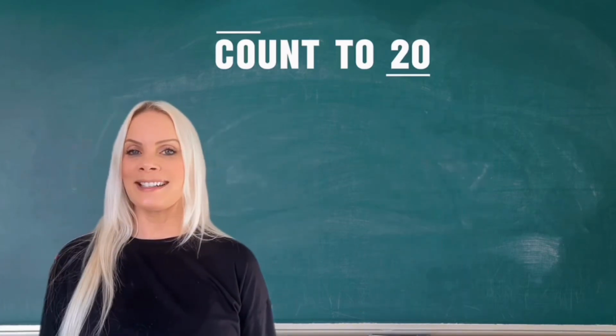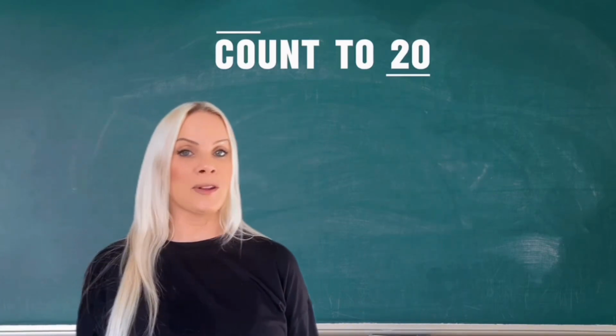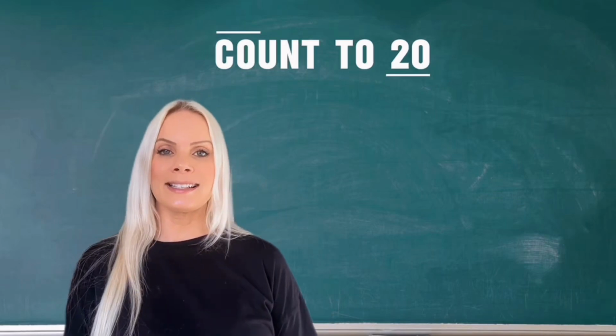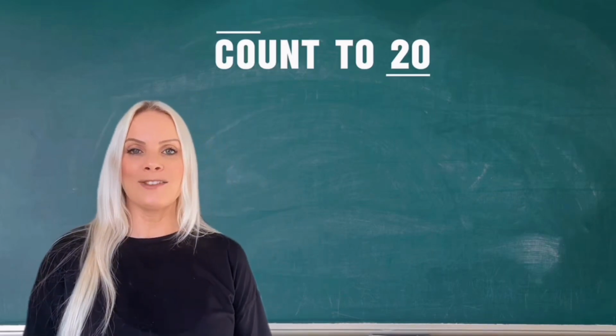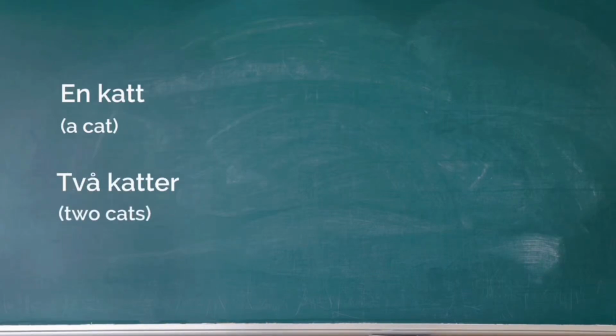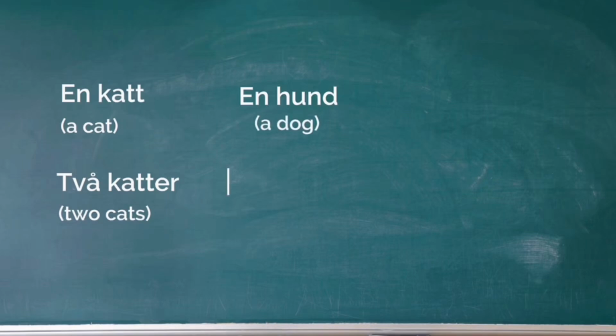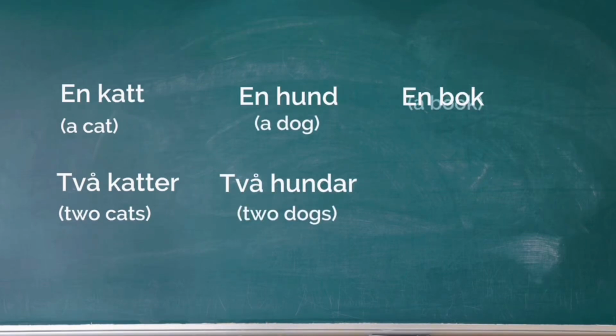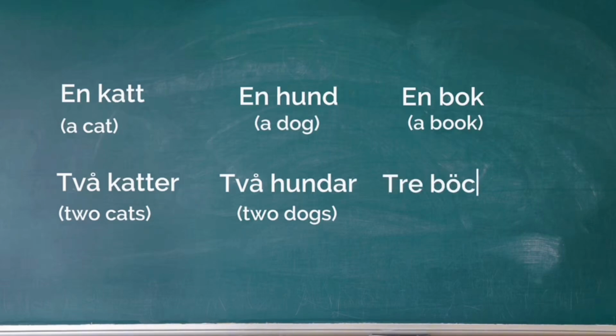Yay! Let's practice saying one thing and then more than one thing. Say the sentences out loud. Repeat after me. En katt. 2 katter. En hund. 2 hundar. En bok. 3 böcker.